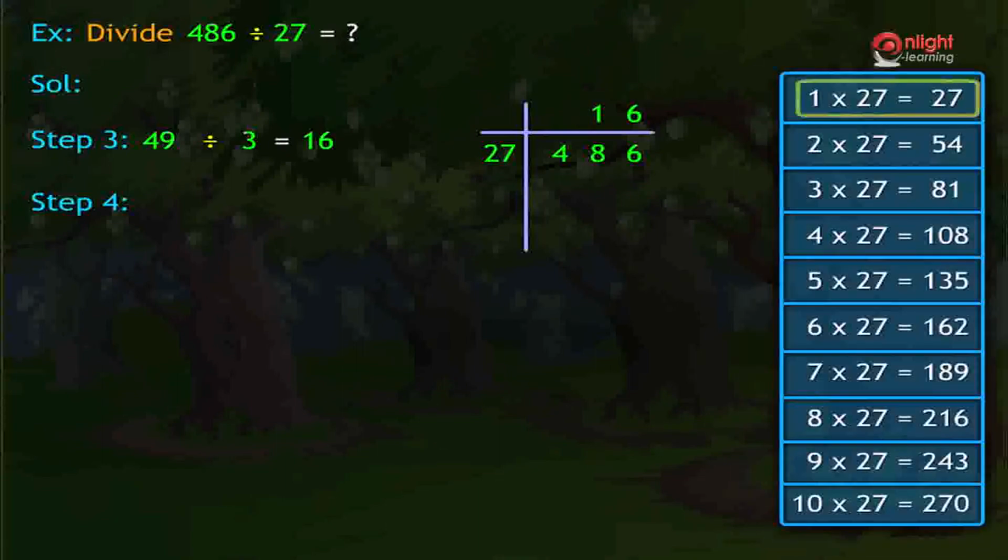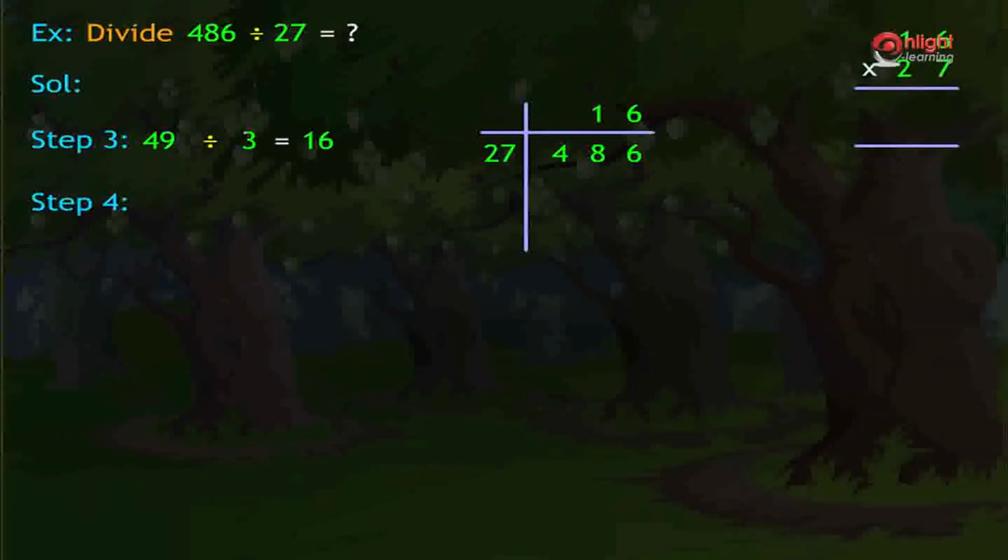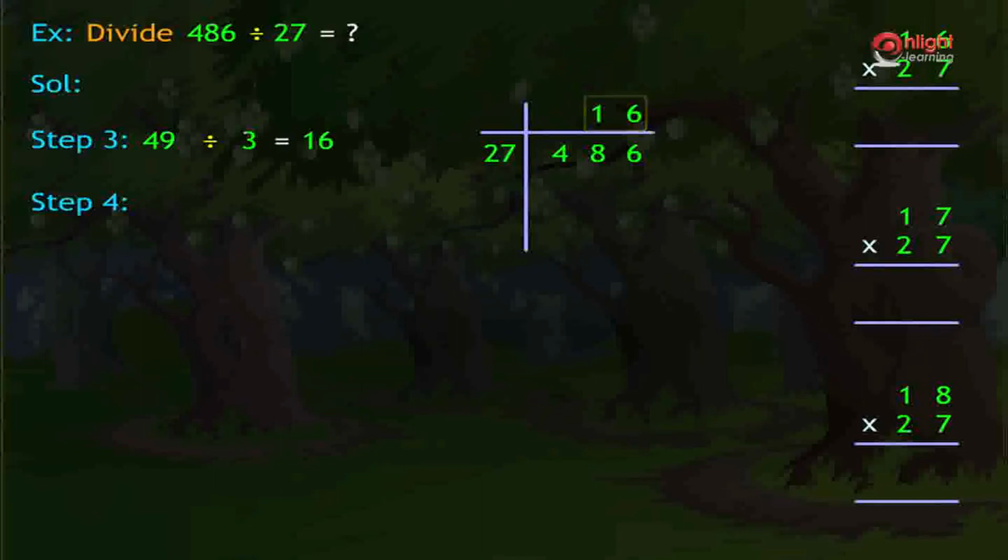Instead of considering the whole 27 multiplication table and finding where the dividend 486 occurs, we can directly try with 16 times 27, 17 times 27, 18 times 27, as the estimated quotient is 16. First, let us multiply 16 with 27. Children, recall two-digit multiplication. What should we do first? We have to multiply 16 with the ones digit of 27, that is 7.